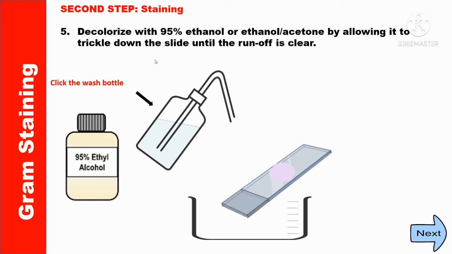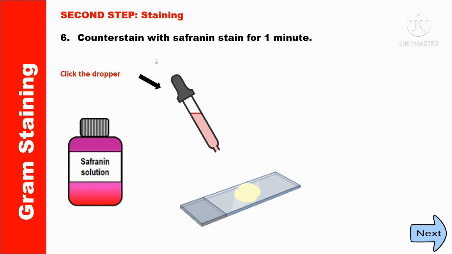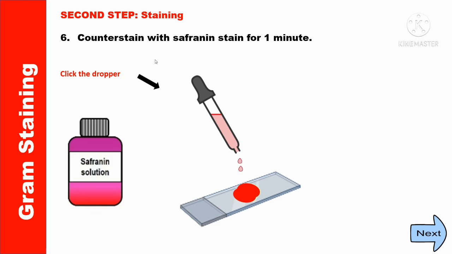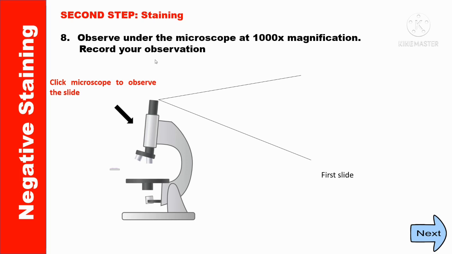Decolorize with 95% ethanol or ethanol acetone by allowing it to trickle down the slide until the runoff is clear. And counterstain with the safranin stain for 1 minute. Gently blot dry in a tablet of bibulous paper or paper towel. Then observe under the microscope at 1000x magnification, and this is the observation.